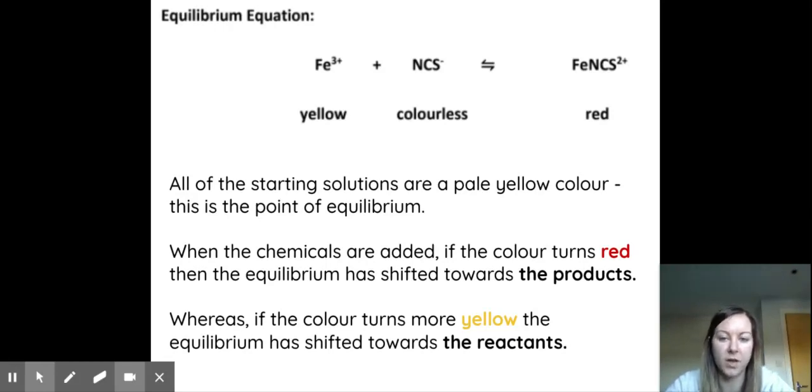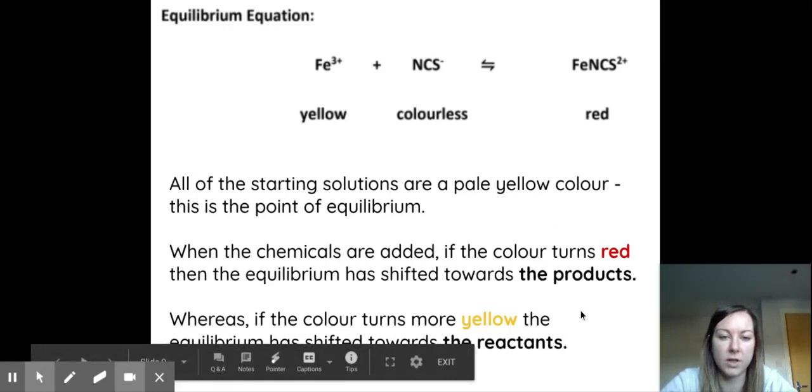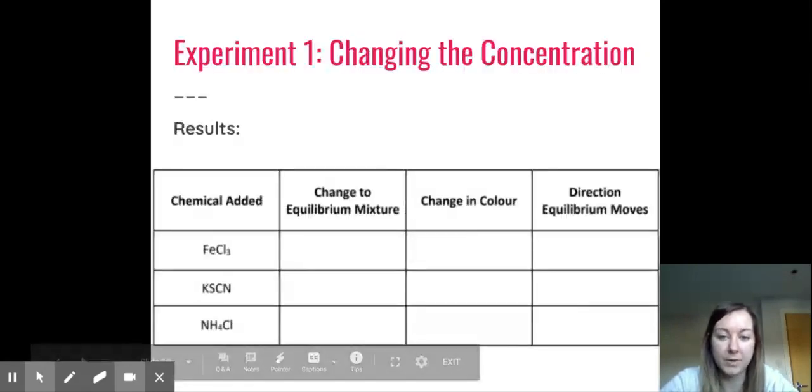It's a pale yellow. When we add each of these chemicals in turn, if the colour turns red, then the equilibrium has shifted towards the product side. So it's going to make more and more of these, and it's going to turn red. Whereas if the colour turns more yellow, then that means the equilibrium has shifted towards the reactants. So these products are decomposing into the yellow iron 3 ions and the thiocyanate ions. So let's have a look at our results table and actually see what happens.